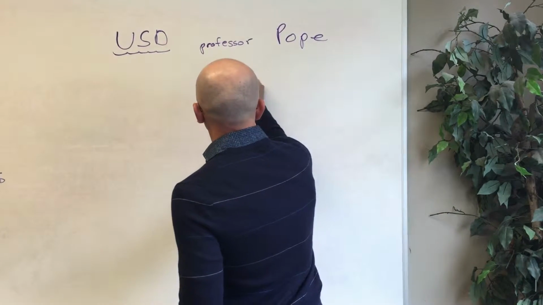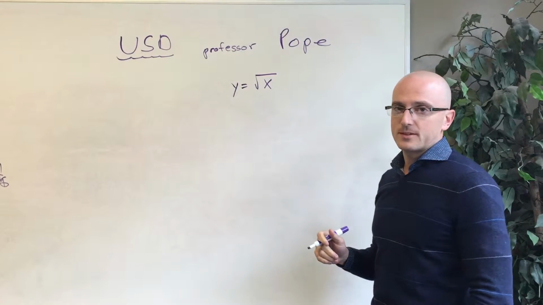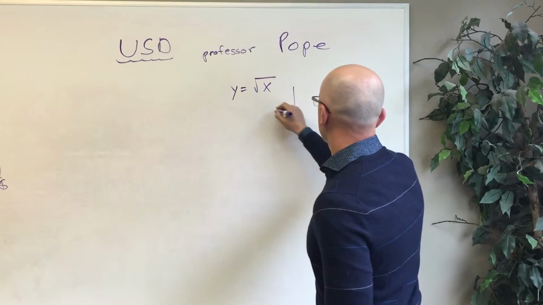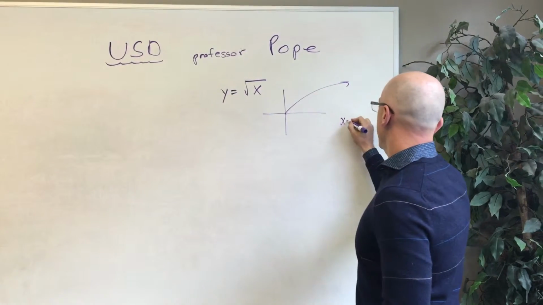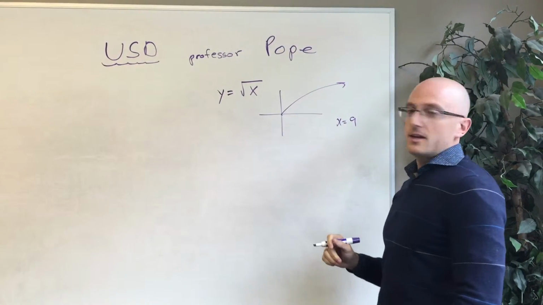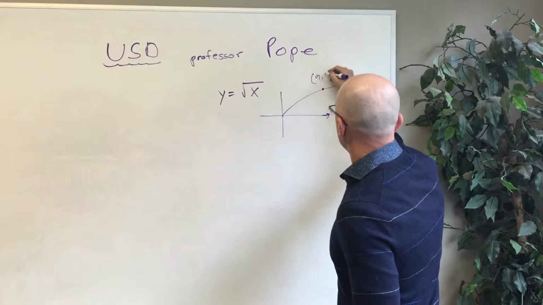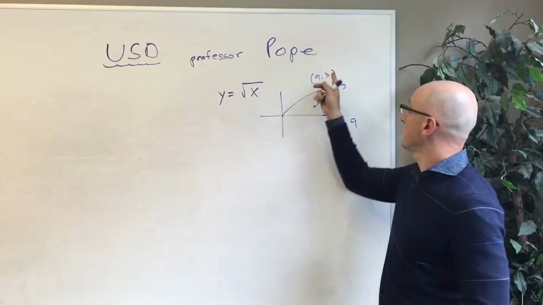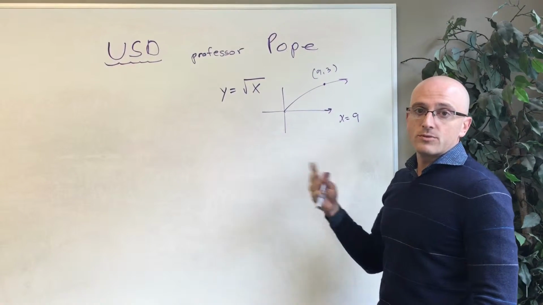So you should be very well aware of the square root function, okay? y equals the square root of x. The function looks like this. If I said x equals 9, then hopefully you're able to tell me that the y value would be 3, because when you input 9, you get 3. So that's not calculus. That's the world before calculus.